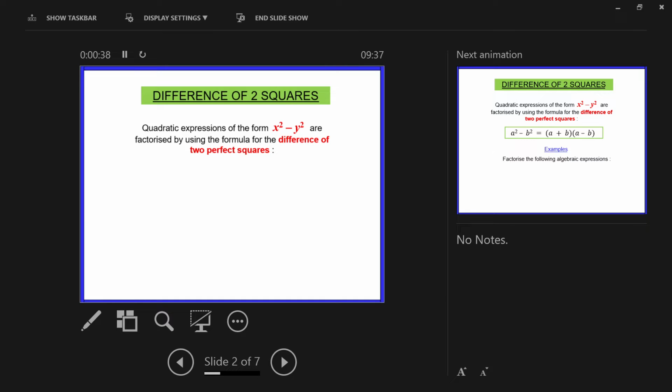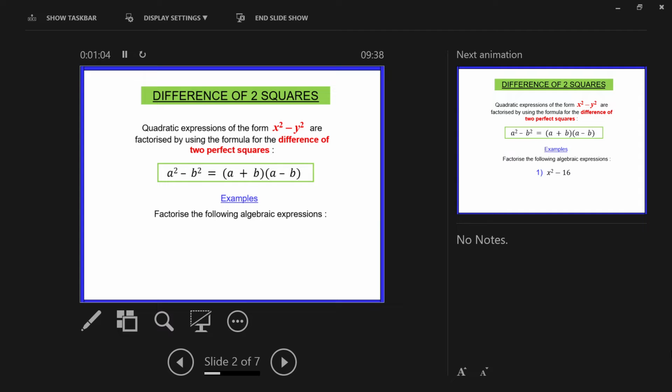Okay, right. So we have quadratic expressions in the form of x squared minus y squared, and they can be factorized by using the formula for the difference of two perfect squares. Do you guys still remember what a perfect square is? So people, what you see on the screen is on the note, so you don't have to copy any of those. Okay. Right, so a squared minus b squared will become, have a look, two brackets that look exactly the same except for the signs.